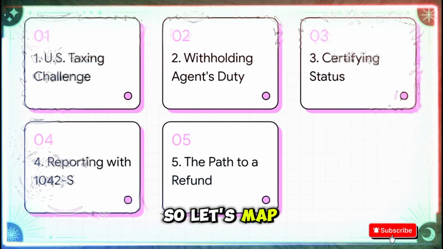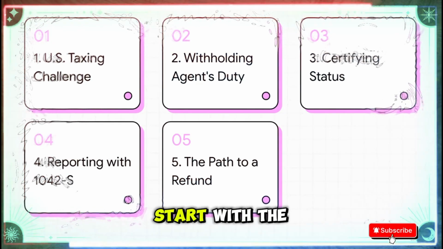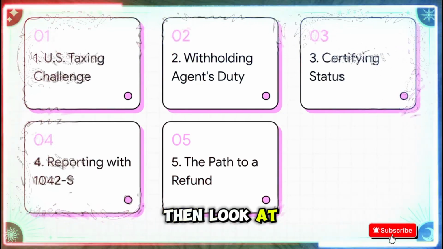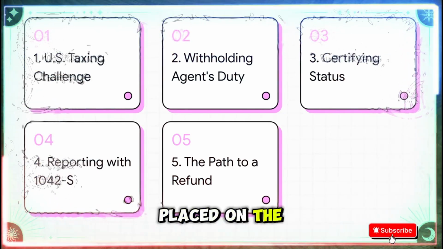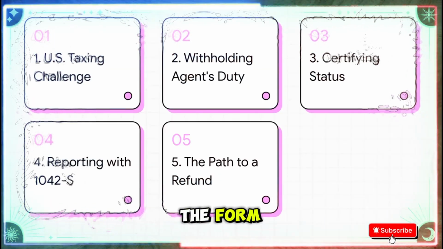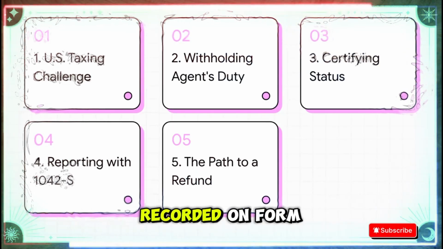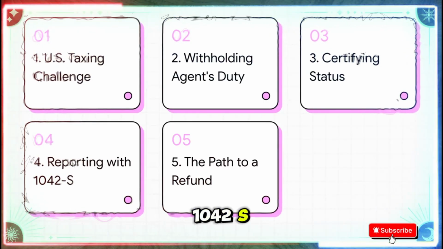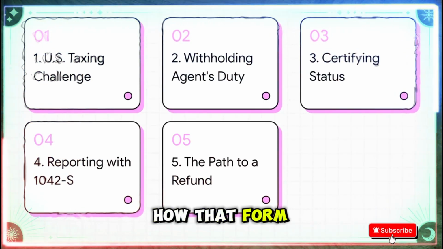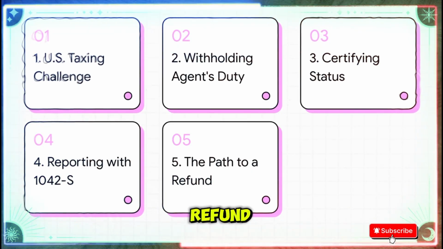Okay, so let's map this whole thing out. We're going to start with the problem itself, then look at the huge responsibility placed on the payer. We'll cover how the recipient has to prove who they are, how all of this gets officially recorded on Form 1042-S, and finally, how that form becomes the key to getting a refund.